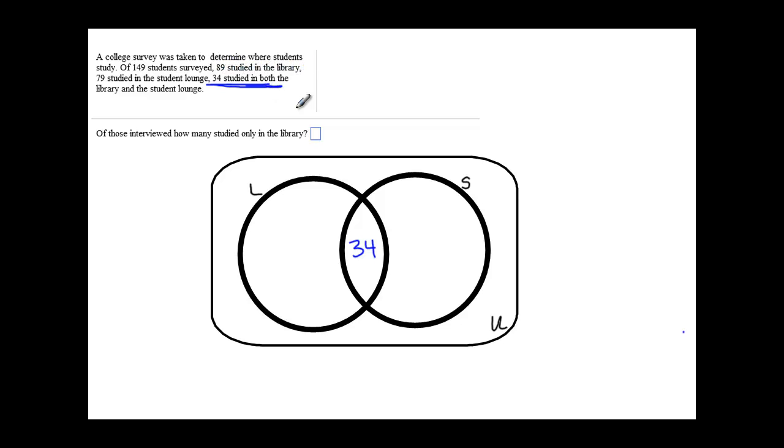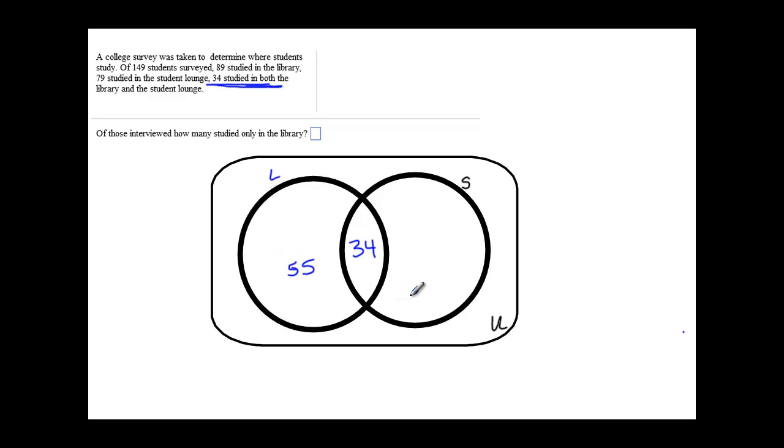And then as we look at our problem again, the number of students who studied in the library was 89. So if I'm looking at this entire circle, it should include 89 students. So this piece is going to be 89 minus the 34 that have already been accounted for. So this set would have 55 students in it.